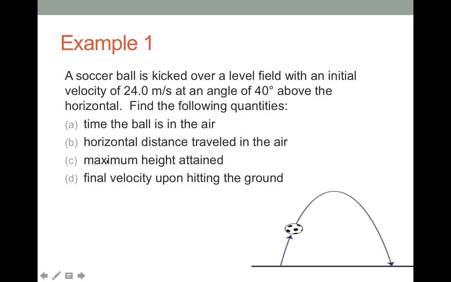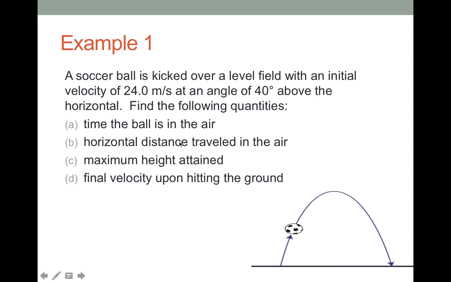Now what we're going to do is some examples based on the mathematics. And first thing we're going to look at is a projectile launched from the ground. We'll make it a soccer ball, kicked with an initial velocity of 24 meters per second. And it will be launched at an angle of 40 degrees above the horizontal. So this angle right here will be 40 degrees.